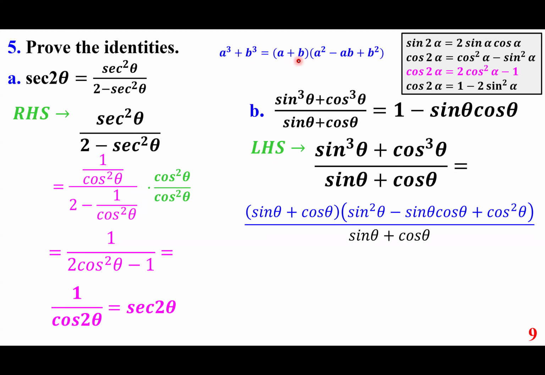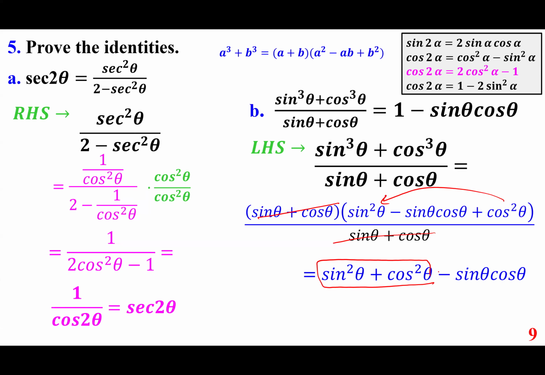So the sine theta plus cosine theta needs to cancel each other. Not that you have to, you should move this, but I'm going to move it next to sine squared so it becomes clear. This is 1. So 1 minus sine theta cosine theta. And that is the right-hand side, and that's the proof.